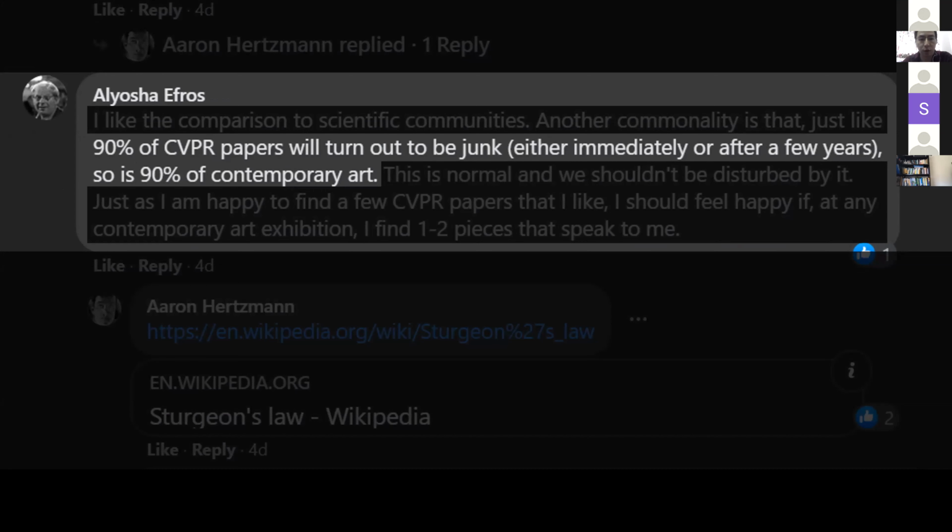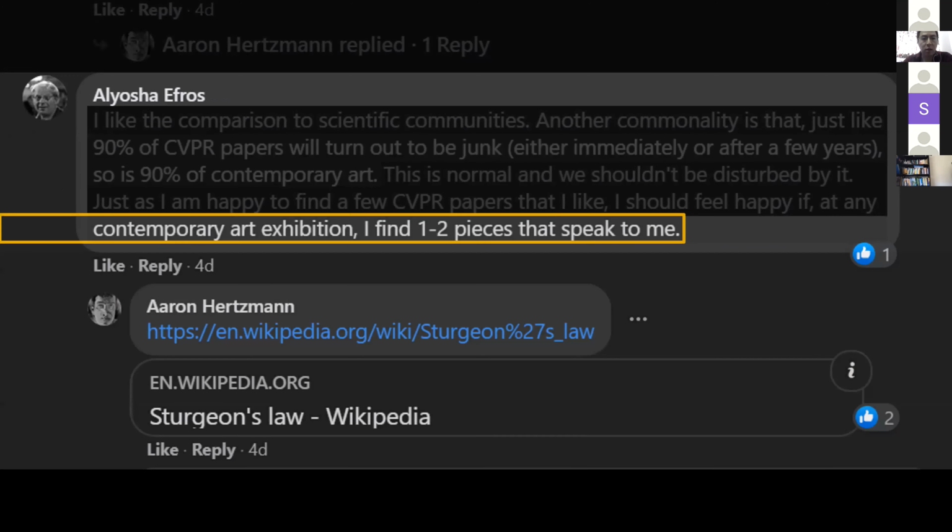or after a few years, which I actually agree. So is 90% of contemporary art. This is not the main message of the essay, but if you read the essay, by the way, Aaron always writes amazing essays, you should read it. Our research is similar to contemporary art. So if I'm going to add 3 words here, this implies CVPR is a contemporary art exhibition. Most stuff is garbage. If you really find 1 or 2 pieces that speak to you, it's a great success.